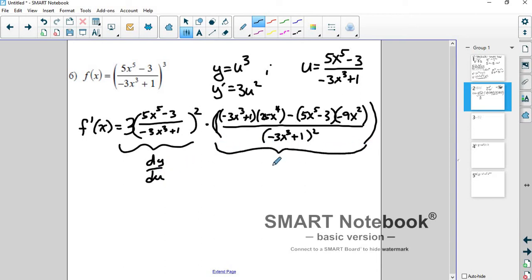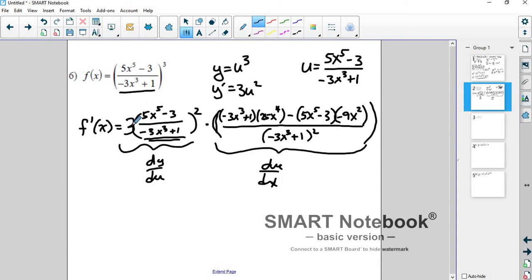This part here, all that is your du dx. So I'm trying to show you a couple different methods and different ways of thinking about it. A lot of people like the y and the u method, but in case you are struggling with that a little bit, you can think of it as kind of the derivative of the outside times the derivative of the inside. Just make sure you leave the stuff on the inside alone the first time through.